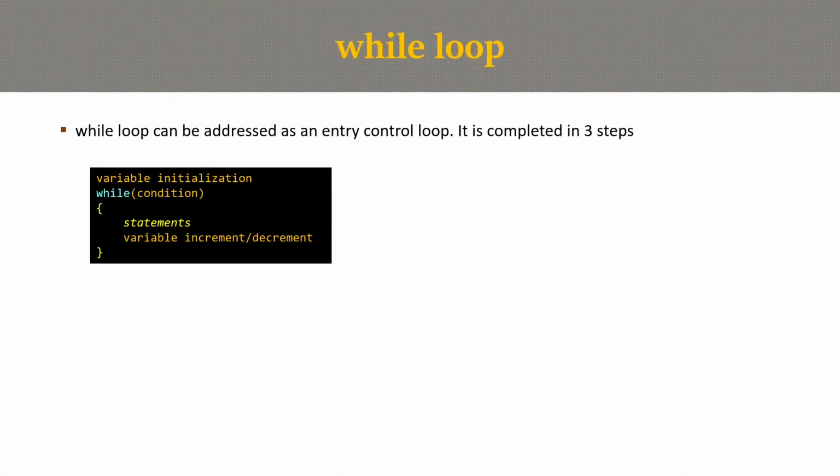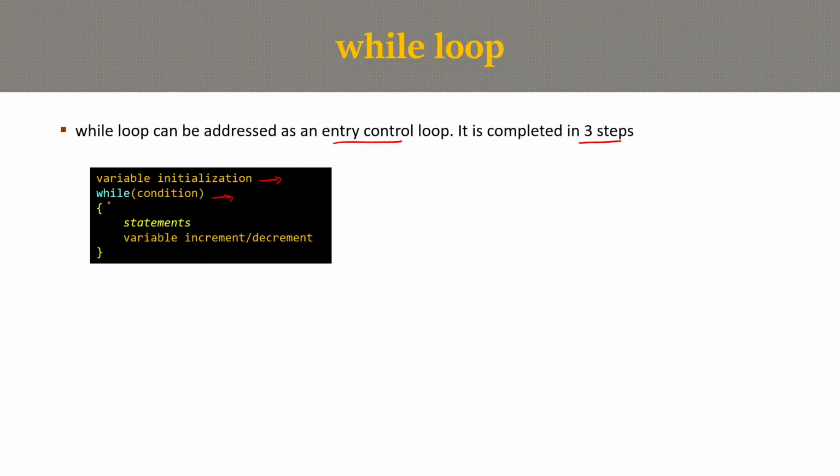Now moving on to the while loop. Here we can see that the while loop can be addressed as an entry control loop. So it basically checks the condition before executing the body. This while loop can be completed in three steps. The first step is the variable initialization, where we initialize our variable. The next step is the condition.